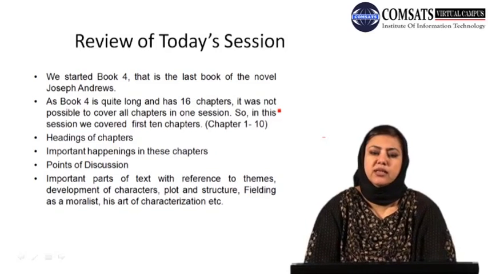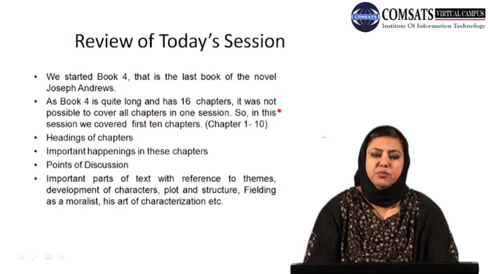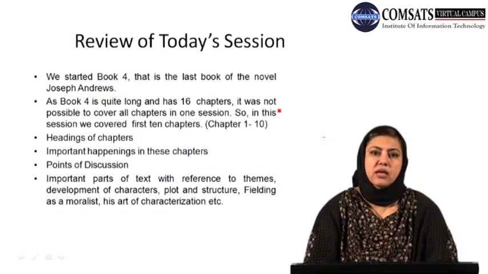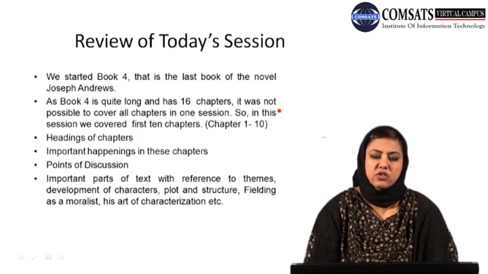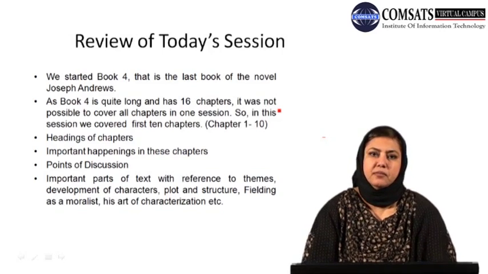We started book 4, that is the last book of the novel Joseph Andrews. As book 4 is quite a long one, so out of the 16 chapters in this session, we have covered the first 10 chapters. We have looked at the headings, important happenings in these chapters, important points of discussion, especially with reference to the selected parts of the text. We have explored themes and development of characters.